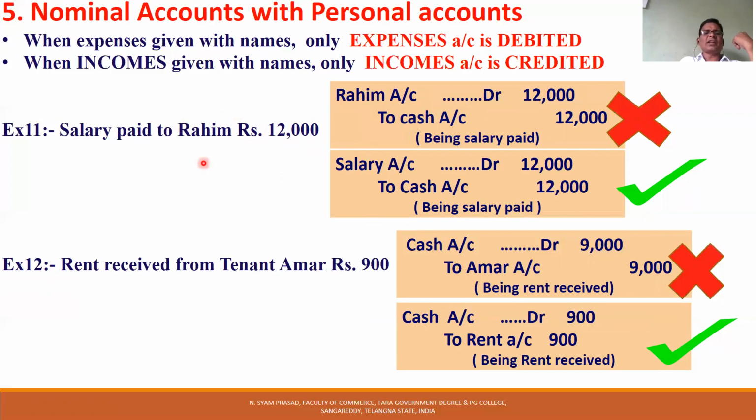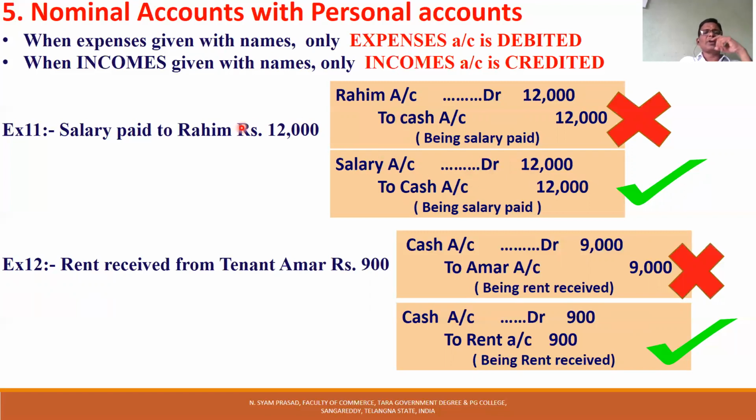Ram is immaterial, Rahim is immaterial. Rahim account is no need. This is wrong. Debiting Rahim account is wrong. Rahim extended his services to the business, so cash will be given as salary. Because salary is an expenditure to the business, the expenditure account is debited and the cash account is credited.